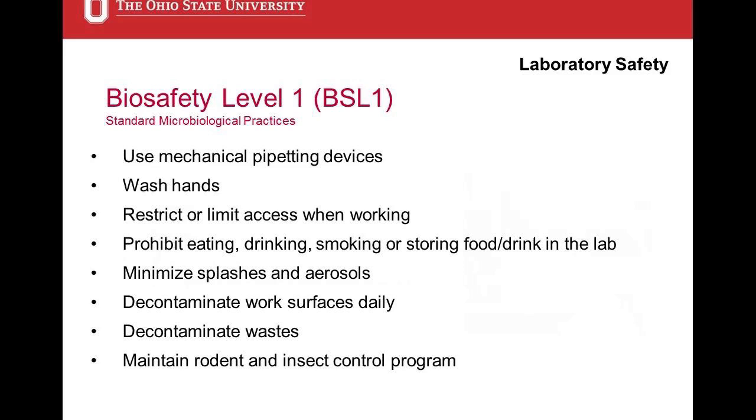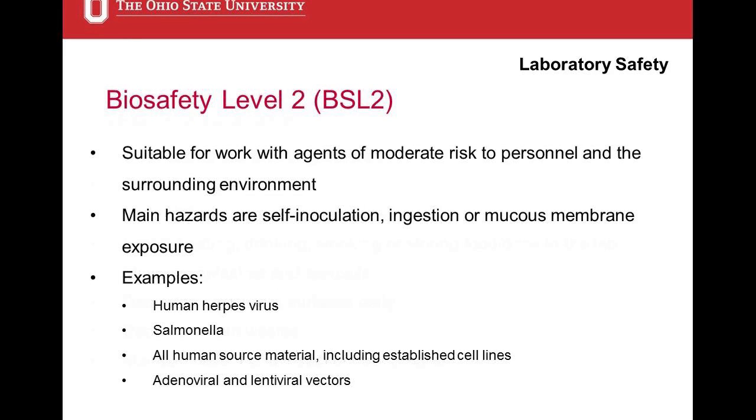And then maintain a rodent and insect control program. That's not anything that you as a lab worker need to worry about. That's done at the building level. What you need to know is if you see insects or rodents in your lab that don't belong there because they're not part of your research, you need to let your building coordinator or facilities person know so they can call in the exterminator, because we have a contract for that. Okay, so that's BSL 1.